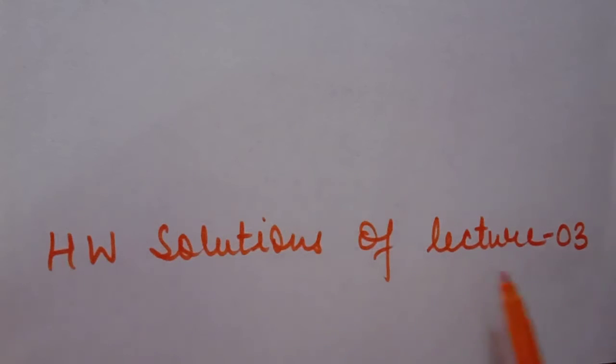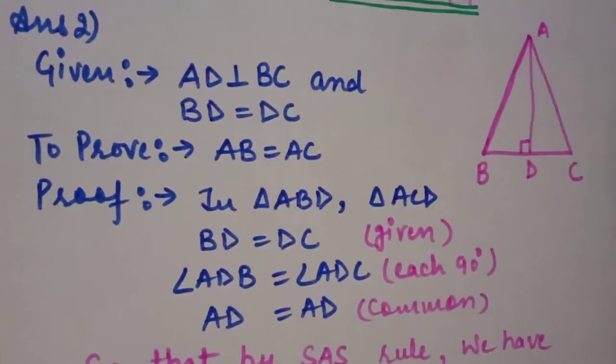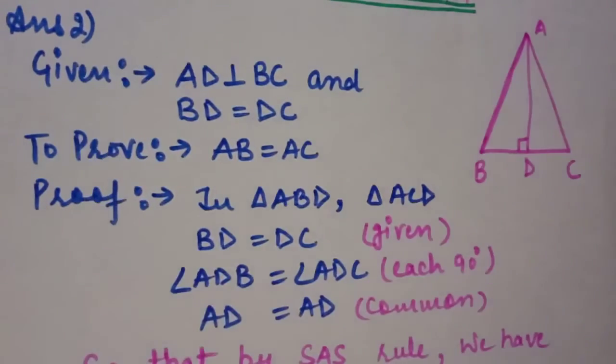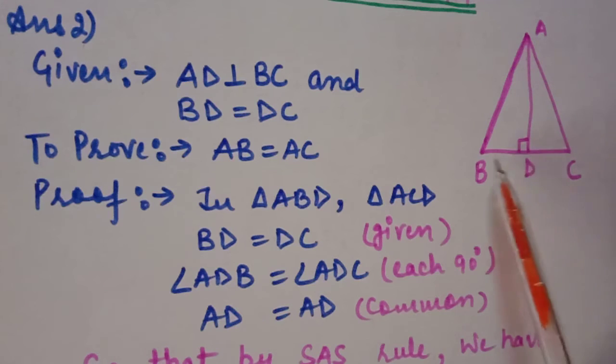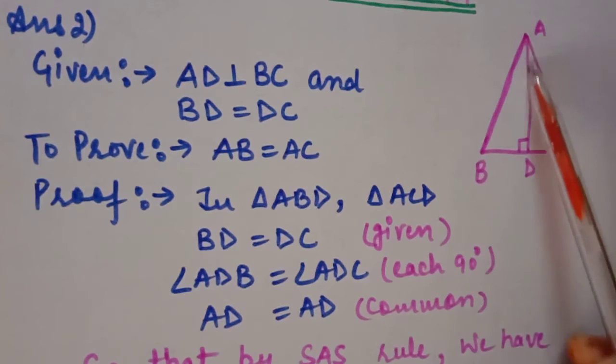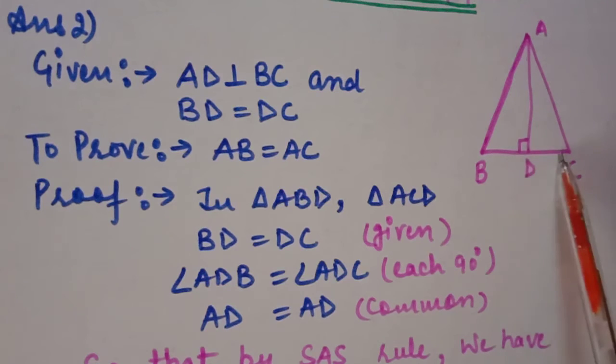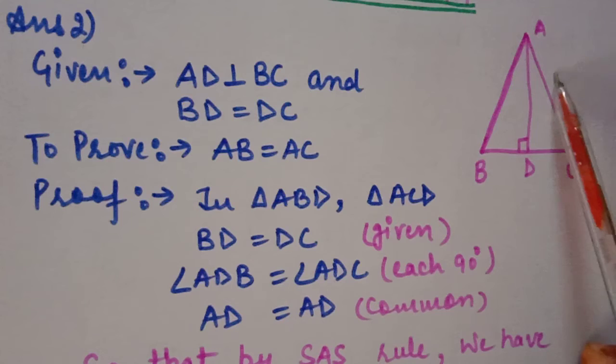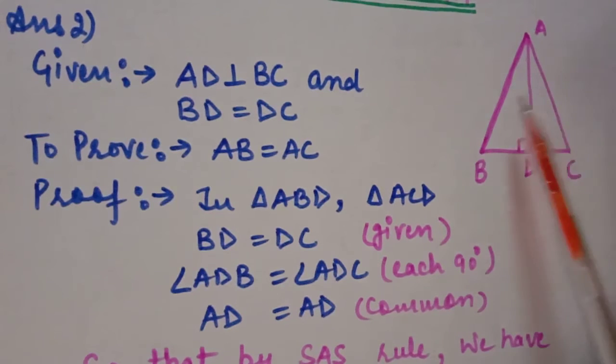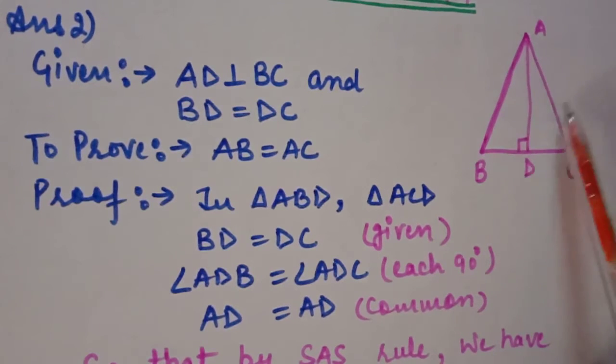Now, homework solutions of lecture 3. Question number 2 is, in a triangle ABC, AD is a perpendicular bisector of BC. Perpendicular means 90 degrees, bisector means bisect into two equal parts. Show that triangle ABC is an isosceles triangle in which AB and AC are equal to each other.